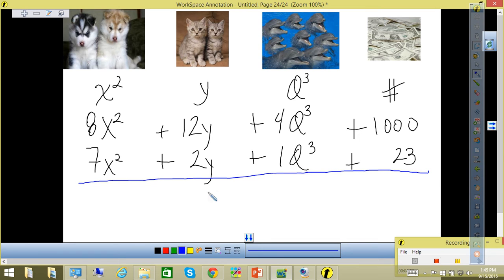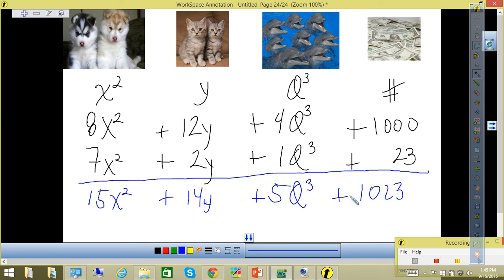but put them together. How many total dogs do we have? Everyone. 15, and he's going to say 15x squared. How many total cats? 14y. How many total dolphins? 5q cubed. And how much money do we have? 1,023, my God. So does everybody see what we just did? That's combining like terms.